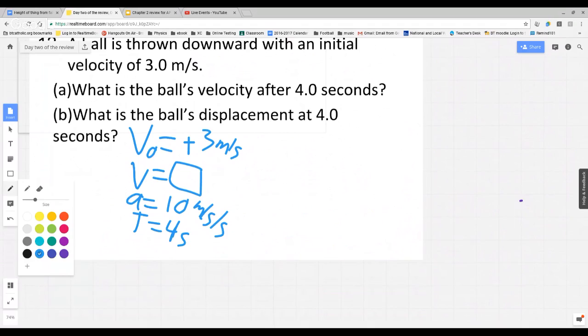Is it 43? It is 43. Because I had the same question as Preston. I think the answer is 43. Is it meters per second? It is meters per second.